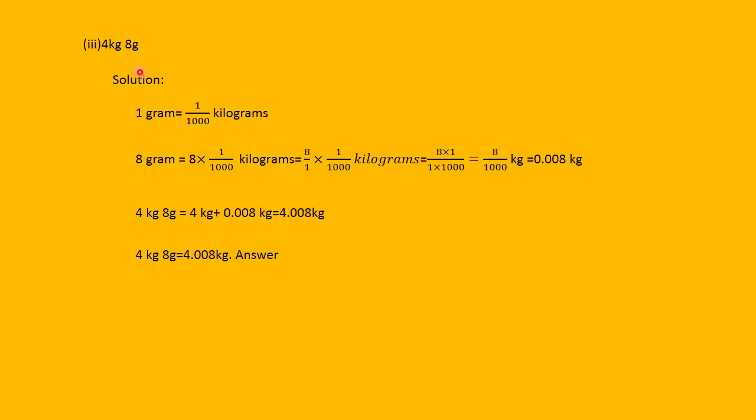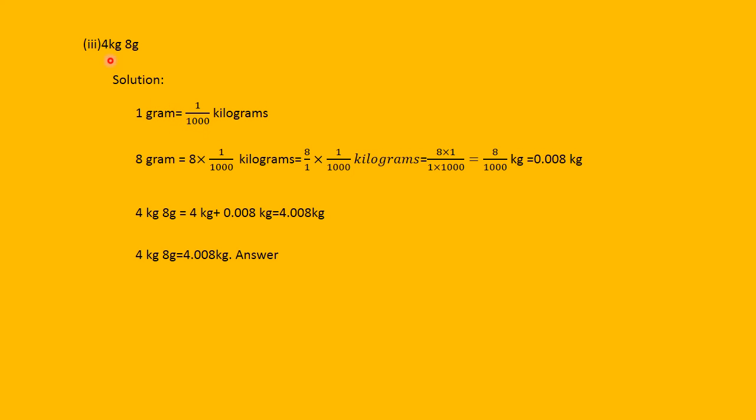Now let us see the third question of this. 4 kg 8 grams. Whenever we have a question of this kind, we have to add them. First of all, you will convert 8 grams into kilograms, because we are going to express the answer in kilograms. Then we will add the 4 kilograms and whatever we get from the 8 grams in kilograms. Both of them we have to add.